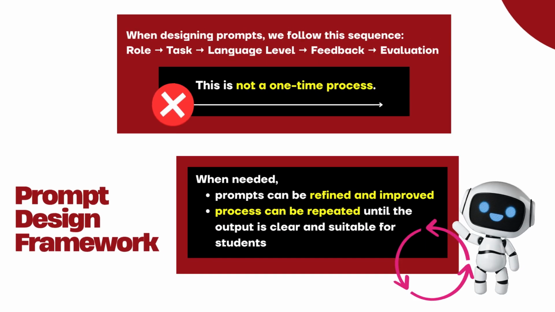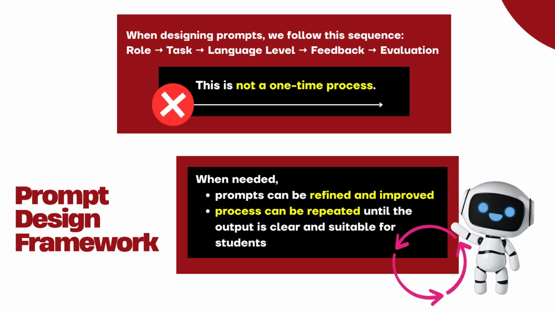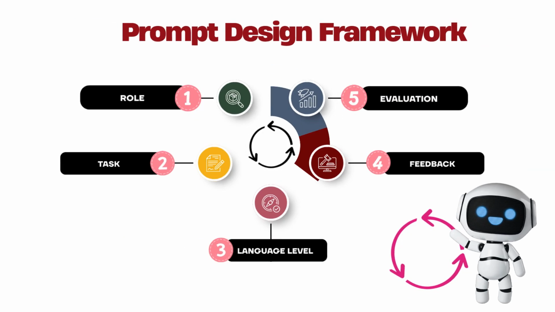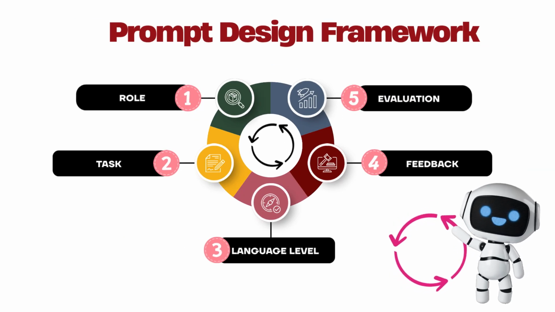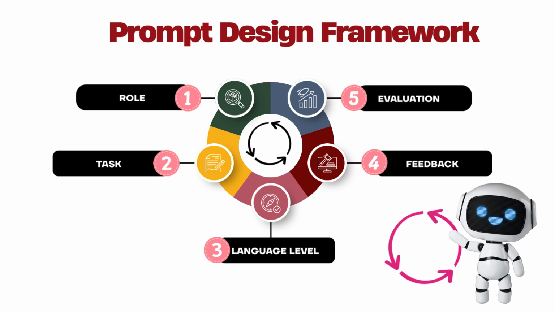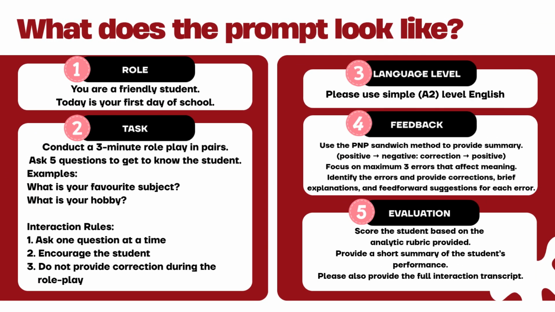When designing prompts, we follow the role, task, language level, feedback, and evaluation steps. However, please take note that this is not a one-time linear process. Teachers can prompt the AI and review the interaction produced. If adjustments are needed, teachers can refine the prompts as many times as needed. This process is not linear, it is cyclical. This process can be repeated until the interaction produced by the AI is clear and suitable to be used with the students. Now, let's take a look at the prompt again.